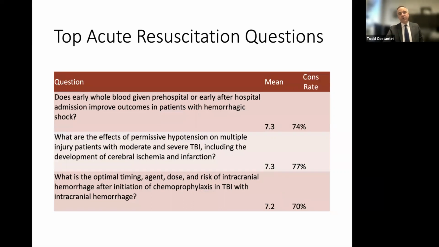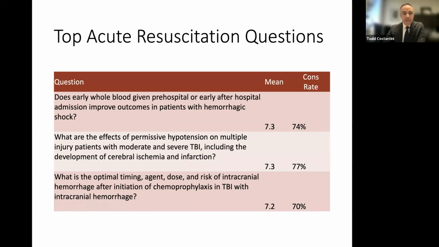So what were the top questions in the acute resuscitation panel? So again, very similar to the critical care panel, our highest priority question related to the use of early whole blood in the pre-hospital period and whether or not it improved outcomes in patients with hemorrhagic shock. So that question received a mean score of 7 on a scale from 1 to 9 and had very high consensus.